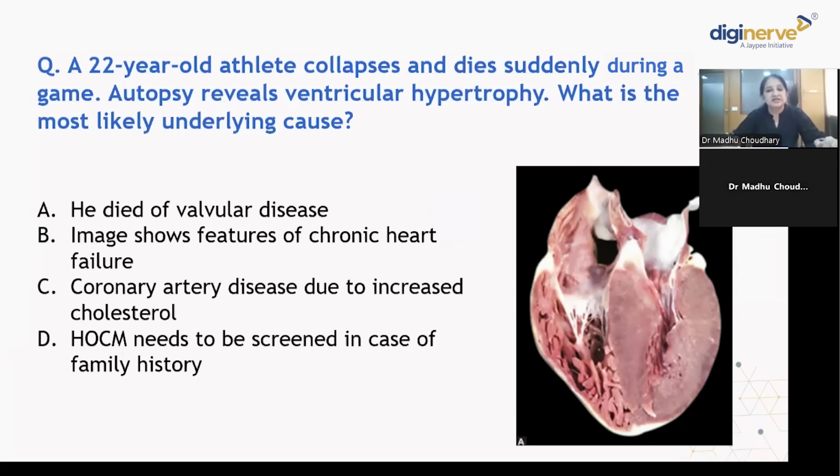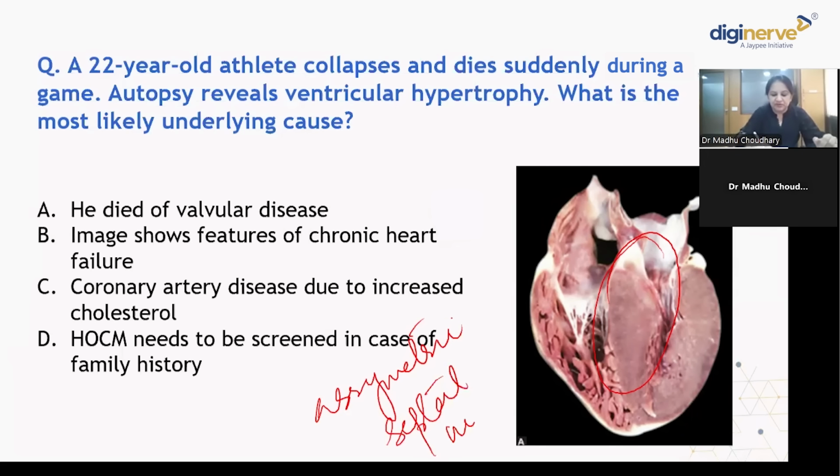But if you see it in this picture, what do you see here? You see asymmetrical septal hypertrophy. Okay, asymmetric septal hypertrophy. So what is your diagnosis here? What is your answer here basically? HOCM needs to be identified, need to be screened in case of family history, right? Hypertrophic cardiomyopathy needs to be evaluated in the family.